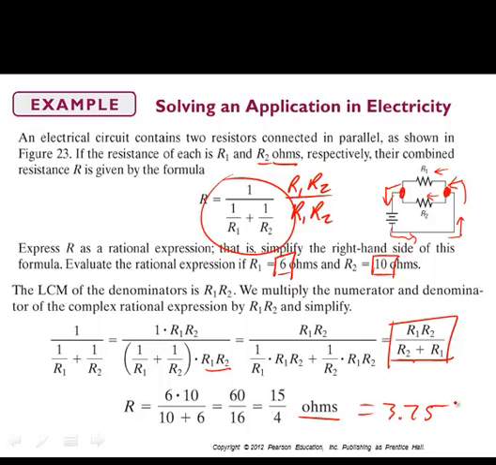So even though one resistor is 6 ohms and the second resistor is 10 ohms, the overall resistance is smaller than either one of those two individual resistors. Interestingly enough. So now we know how to simplify this complicated rational expression.